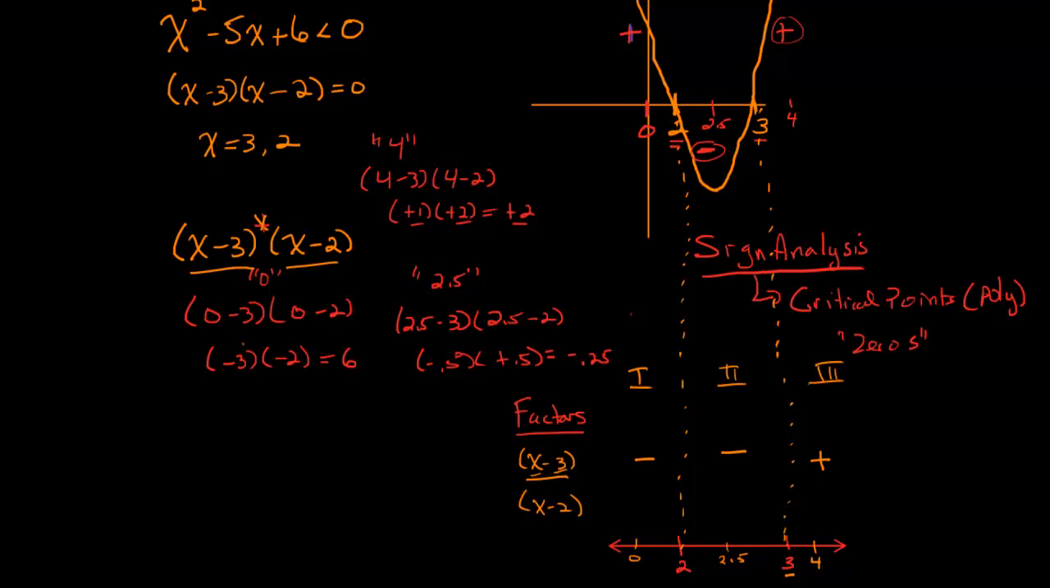Notice here, our x minus 3 was negative when we plugged in 0. It was negative 0.5 when we plugged in 2.5. When we plugged in a value like 4, x minus 3 was a positive 1.